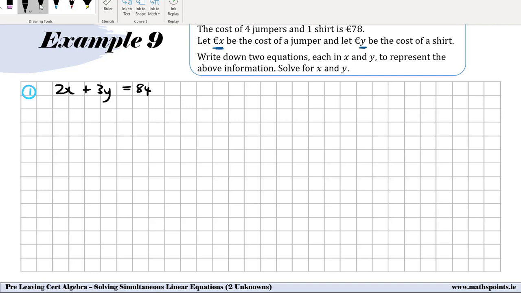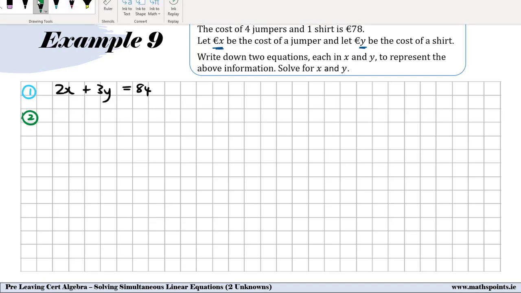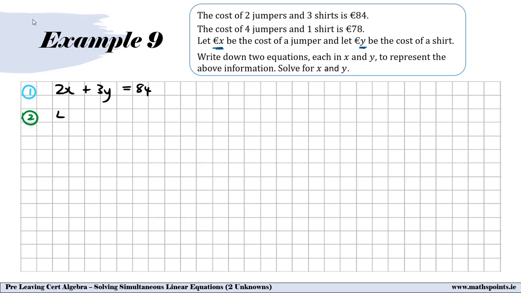Similarly with equation 2, we're told now that 4 of the jumpers, and how would you find the cost of 4 of the jumpers? Well, you'd multiply 4, the number of jumpers you're buying, by x, the cost of a jumper, plus 1 shirt. So 1 shirt is just a value of y, and we know that the sum of those is equal to 78 euros. So 4 jumpers and 1 shirt equals 78 euros. So in this example, quite easy to form the 2 simultaneous equations.